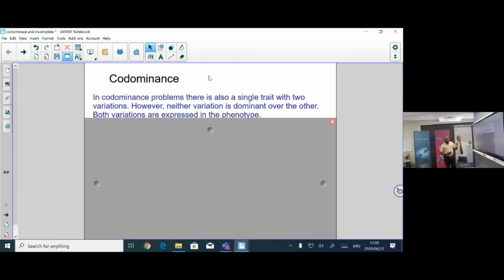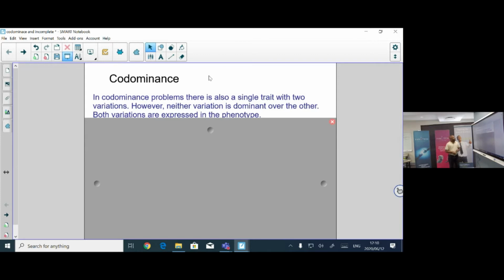But today, I want us to discuss, on top of what we've discussed, codominance. After that, incomplete dominance. Then we look at how to solve genetic problems of monohybrid nature, and then of dihybrid nature, in the lessons that are coming.